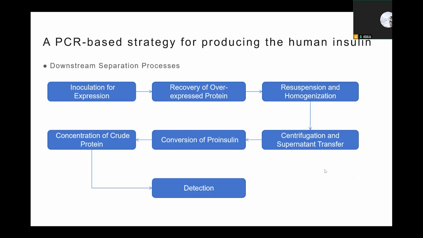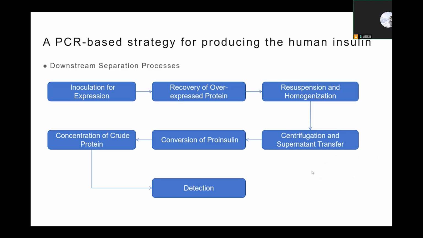Then the step of centrifugation and supernatant transfer. The samples were centrifuged at 8,000 rpm for approximately 15 minutes at 4 degrees. The supernatant was transferred to a clean centrifuge tube and stored at 4 degrees.